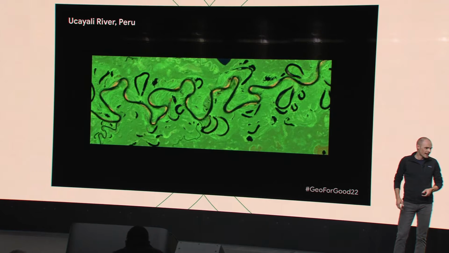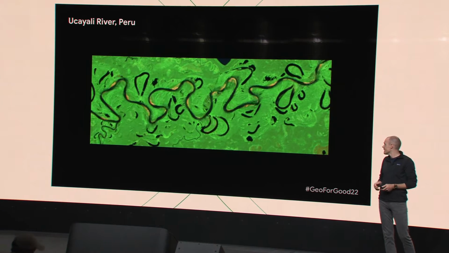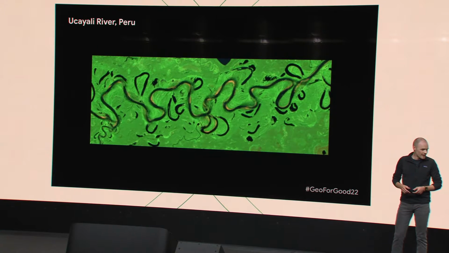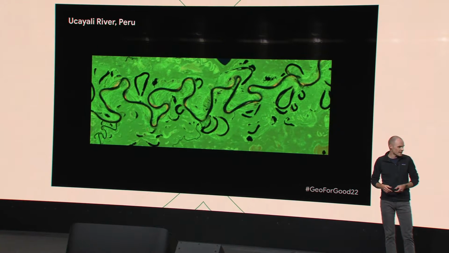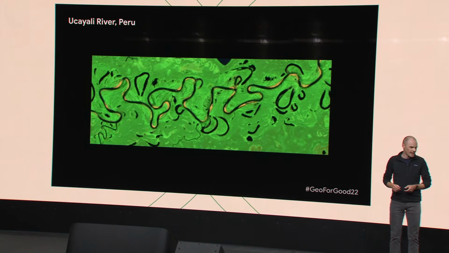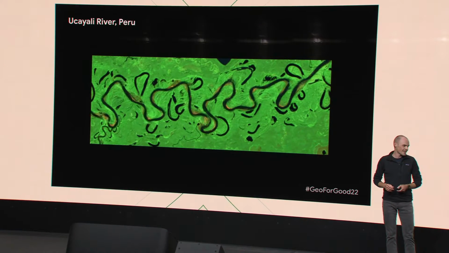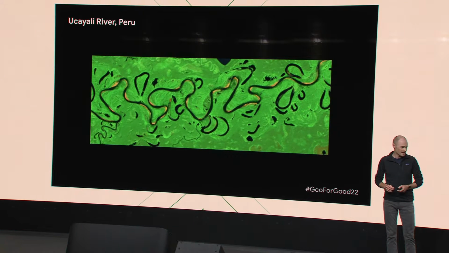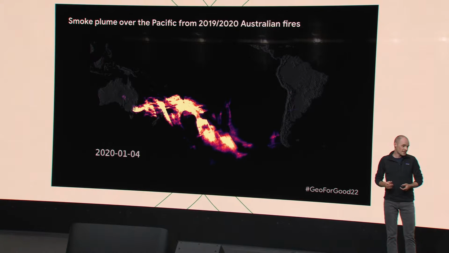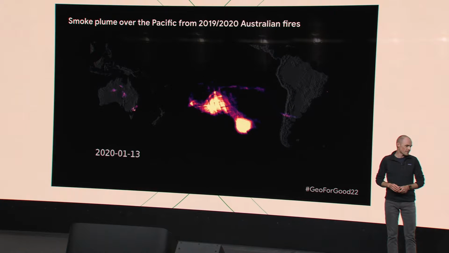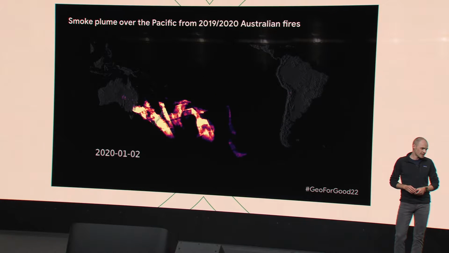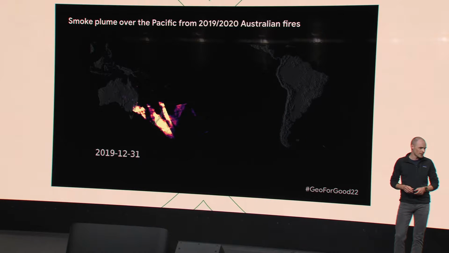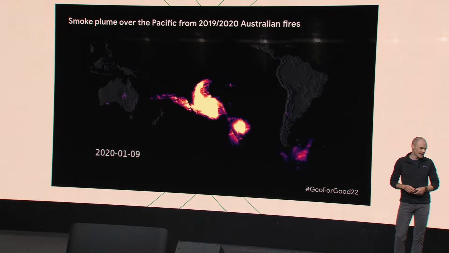These are some of the things that are happening. This is the Ucayali River in Peru, from a Landsat time series. I think it's about 38 years, and it is just wildly dynamic: oxbows and bends and new stream channels. And this is data from the Tropomi sensor, from some forest fires. It's an aerosol plume going over the Pacific.